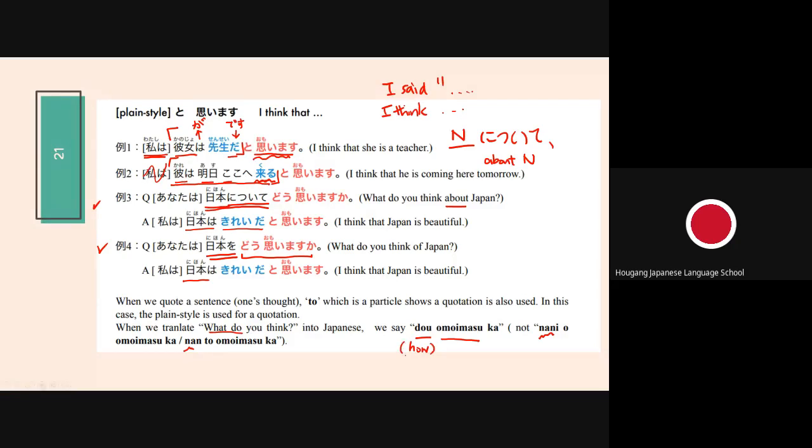Similar to Chinese, right? We don't say 你觉得日本什么? We say 你觉得日本怎样? Something like that. That's what we usually say. We cannot say what. English can, but Chinese and Japanese cannot.